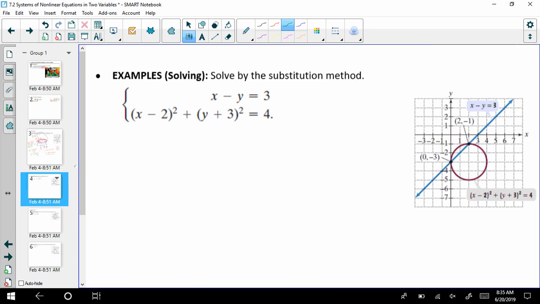Okay, next one. We have a line and a circle. Now again, if we look at the graph, I can see exactly what my two answers are. One of them is 2, negative 1, and the other one is 0, negative 3. But on your homework, you won't have the graph. I'm just putting that there as a reference so that you know what we're finding. All right, so it wants me to do substitution again.